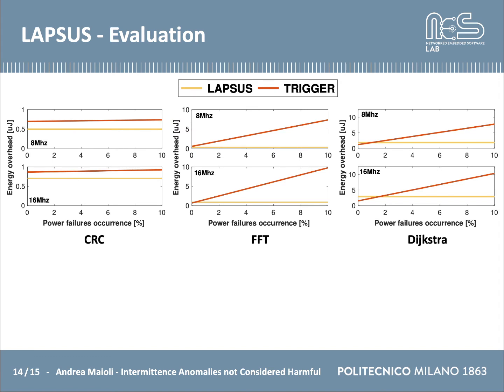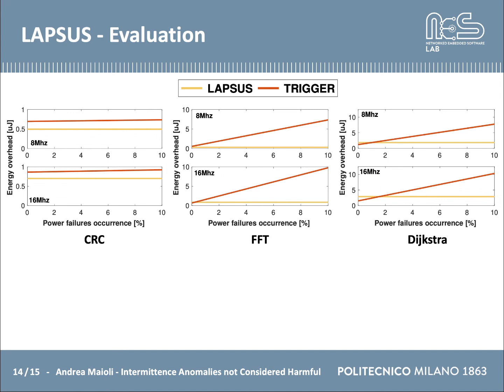We then evaluate Lapsus and Trigger energy overhead in the presence of power failures with respect to a complete execution of the loop. We consider a frequency of power failures in the range between 0 and 10%. This indicates the portion of loop iterations that end up in a power failure. Note that this also indicates the number of trigger calls that end up saving a checkpoint, as Trigger executes a trigger call at the end of each loop iteration.